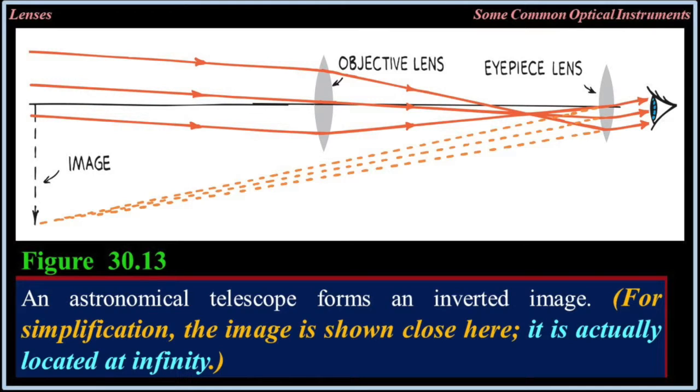Figure 30.13 shows the lens arrangement for an astronomical telescope. The image is inverted, and thus the image of the man on the moon would appear upside down. Figure 30.13. An astronomical telescope forms an inverted image. For simplification, the image is shown close here. It is actually located at infinity.